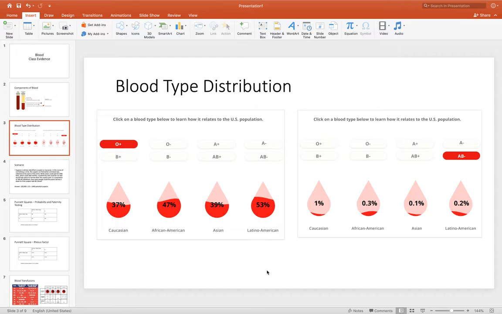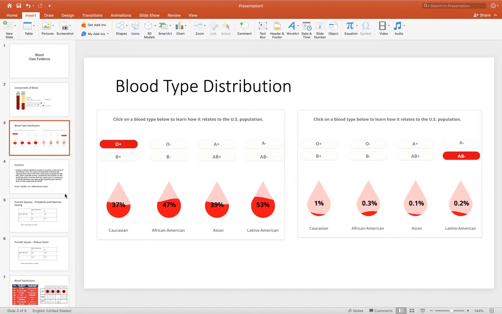Now, in terms of blood type distribution, so this is really how we're going to use blood as class evidence. You can see that based off of the distribution that it's going to be based off of ethnicity as well as the blood type itself. So O positive is the most common blood type. Now, we definitely see that in terms of Latino Americans, but it's rather low for Caucasians. In terms of AB negative, however, we can see across the board that it is going to be fairly low in every single ethnicity. So AB negative is by far the most uncommon or the rarest blood type.